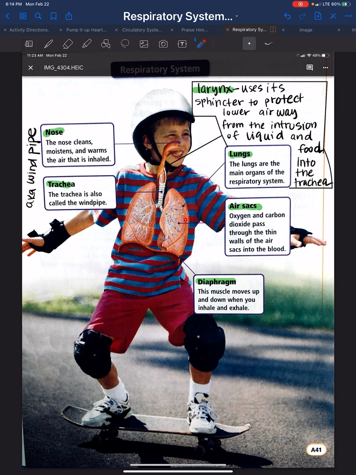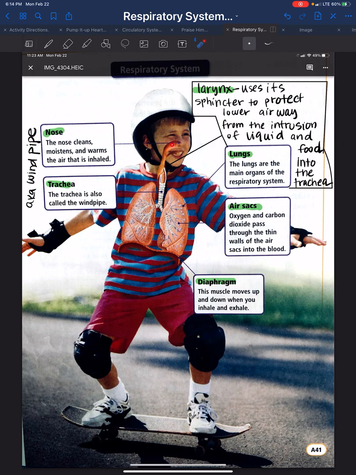Those little purple things on the end, you see them all going all the way around. Oxygen and carbon dioxide pass through the thin walls of the sacs into the blood. And then down here, this dome-shaped area, this muscle moves up and down when you inhale and you exhale. All right, so here's how it works, the parts and the functions. The air first passes through the nose or the mouth, so we're breathing in, okay? So it passes through the nose or the mouth.